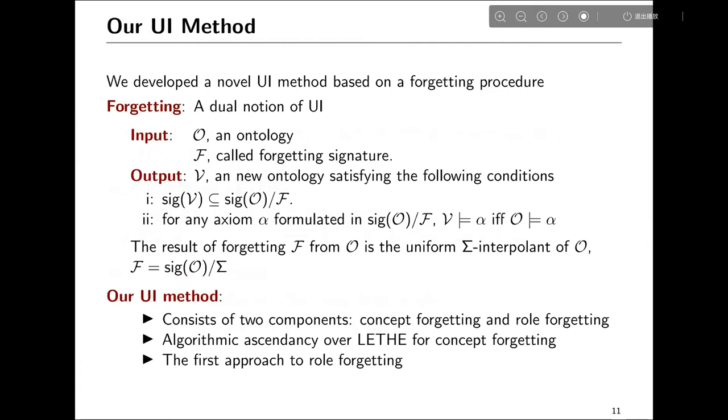So we developed a novel UI method based on a forgetting procedure. Forgetting is a dual notion of UI. The inputs of forgetting are also an ontology and a set of concept names and role names. The difference is that forgetting aims to eliminate the names in F from its result, but UI aims to preserve names in sigma. In other words, the result of forgetting F from O is the uniform sigma interpolant of O with sigma equal to sigma O minus F. And our method consists of two components. One is concept forgetting and the other is role forgetting, respectively eliminating concept and role names.